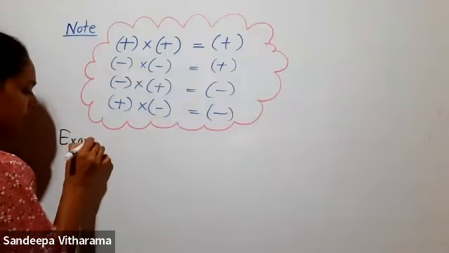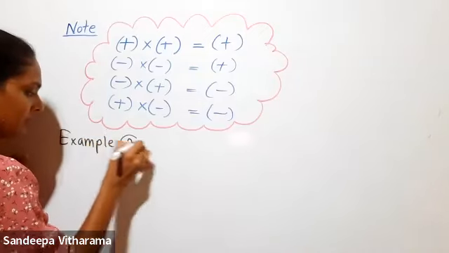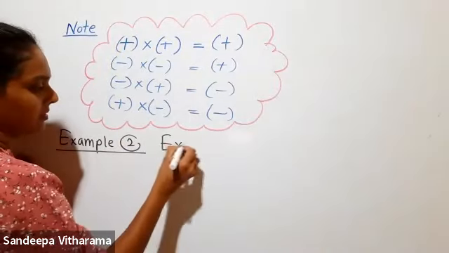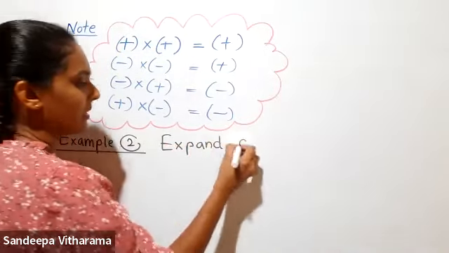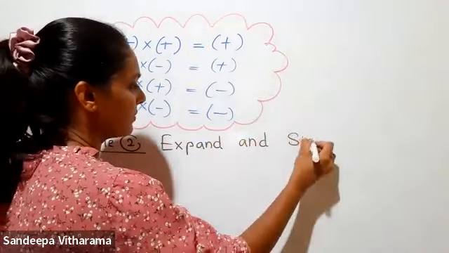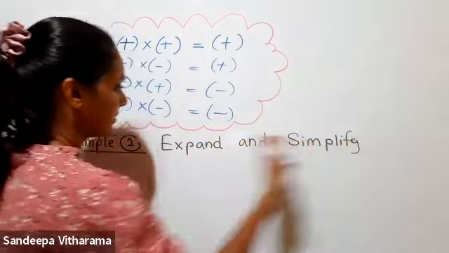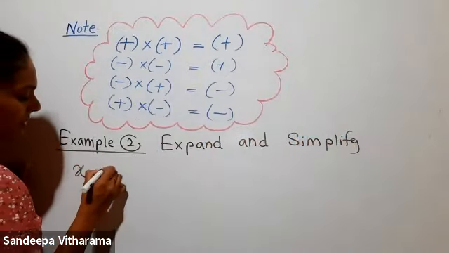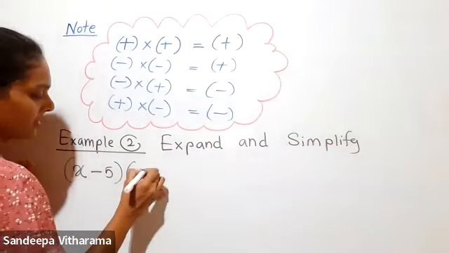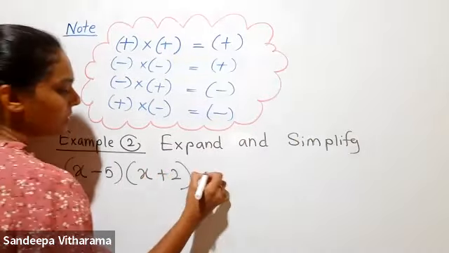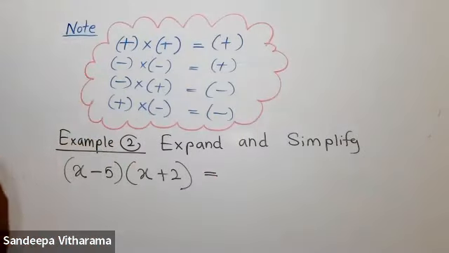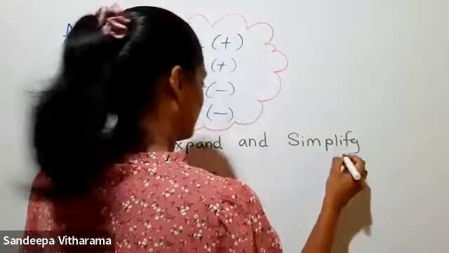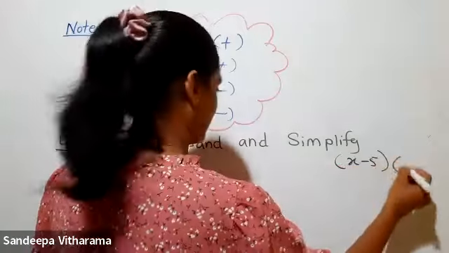Example 2. It is also given: expand and simplify. You have to multiply x minus 5 by x plus 2. Okay, look at what we do first. Expand and simplify x minus 5, x plus 2.